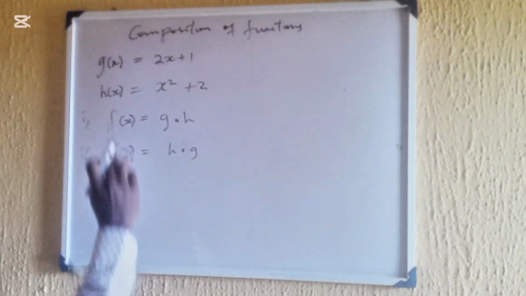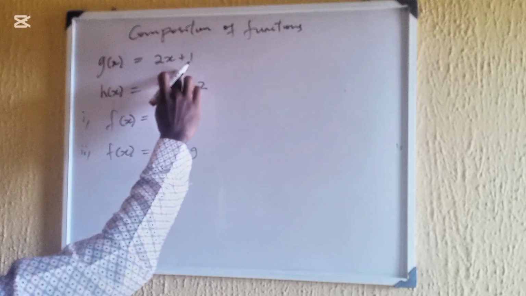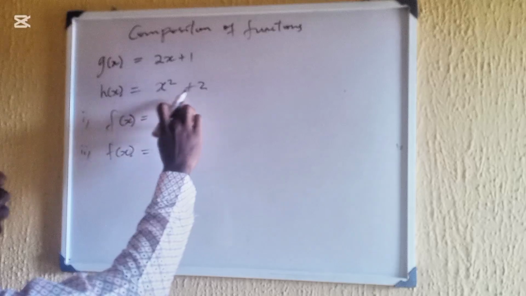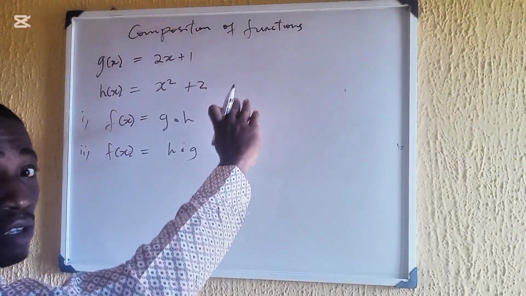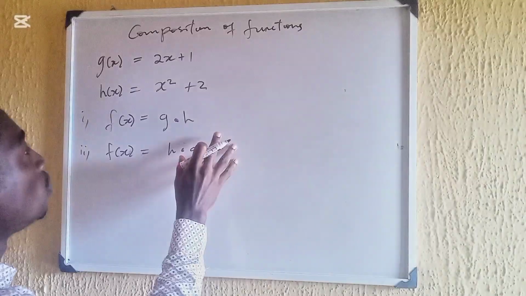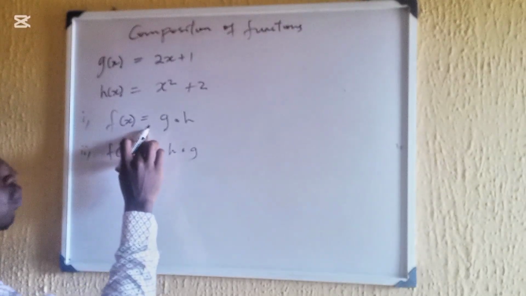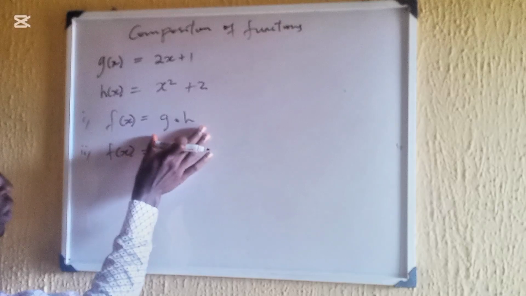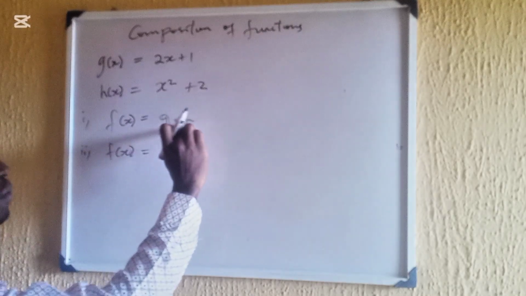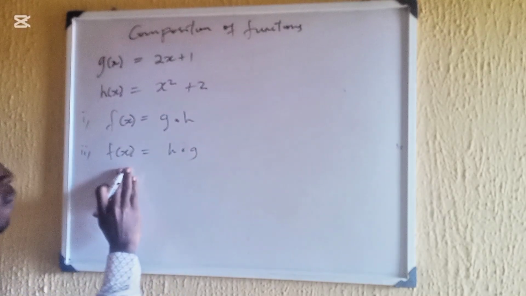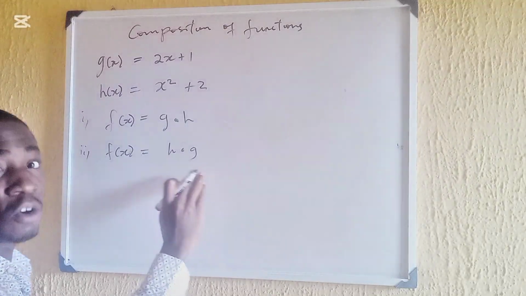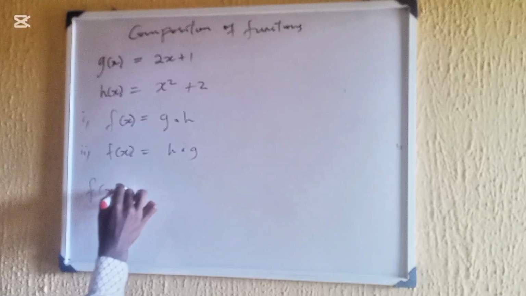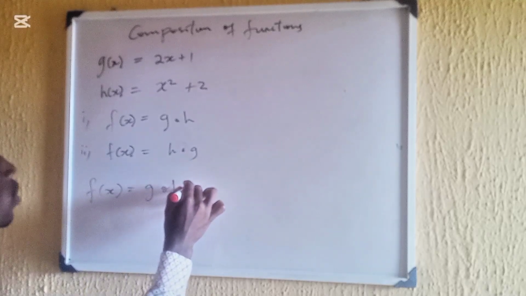Take for instance, we have a function g of x is equal to 2x plus 1, and we have another function h of x is equal to x squared plus 2. So these are two functions and they are different. We want to find f of x, which is equal to g of h, in other words, the composition of g and h, in this case g of h. Then we'll also be looking for f of x, which is equal to h of g. So let's look for the first one. f of x is equal to g of h.